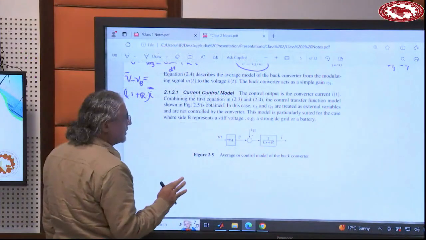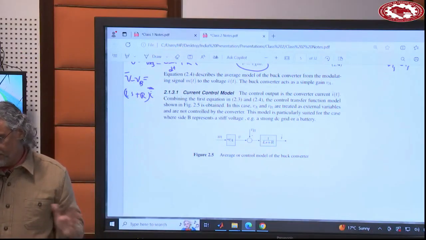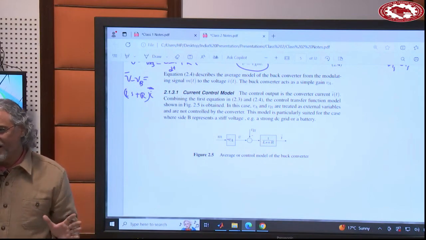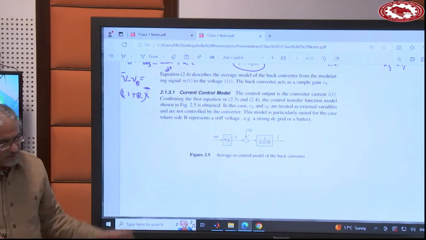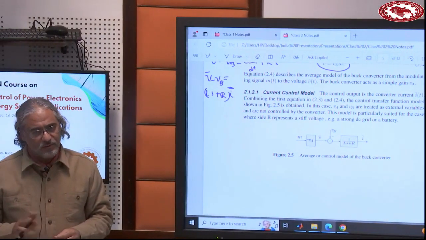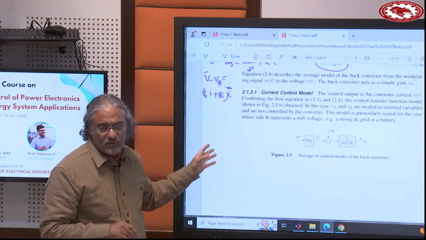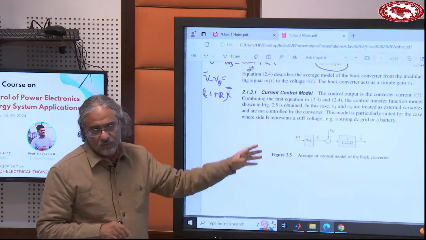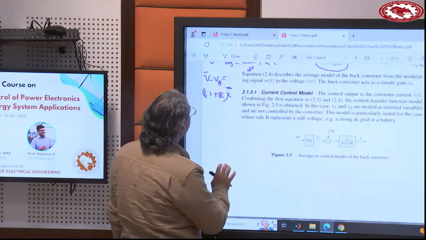What are the other options? You may want to control the voltage. Which voltage? VA or VB? Again, you have both options. But one thing is, every time you work with a DC-DC converter, especially buck or boost, you can only control one thing, not more than that. So you can only control the current, or the voltage on the A side, or the voltage on the B side. How can we derive the control models for those?